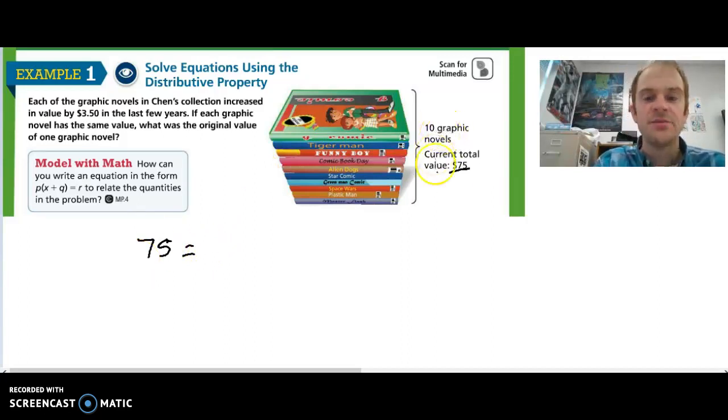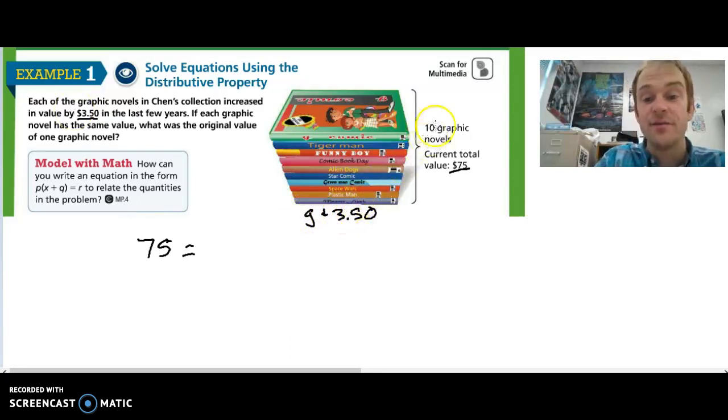And while here, I'm told he has 10 graphic novels. But if I look back at the text, I'm told that they've all gone up. Every single one of these 10 has gone up by $3.50. So if I'm just looking at the expression for one book, the expression of the value of only one book would be G, because that's the letter I chose to use, or the original value of the graphic novel, plus $3.50. Because they started at a price, and then we're told that it increased by $3.50. So this represents one graphic novel.